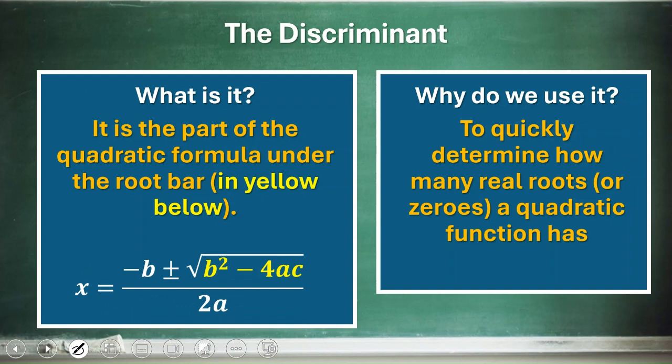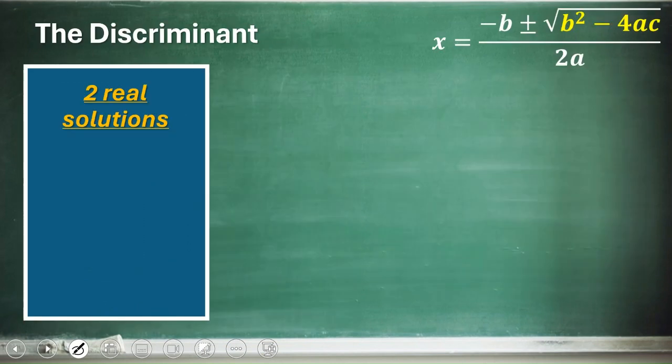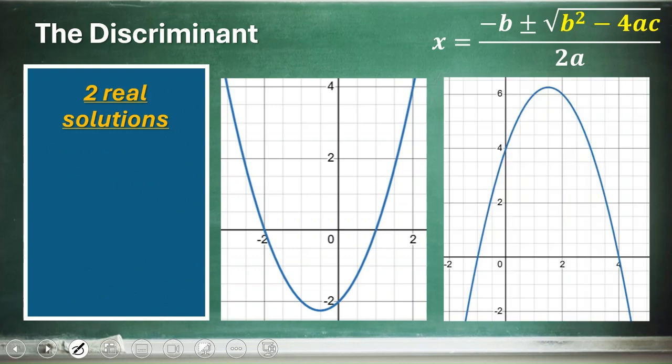Sometimes that's asked on the SAT, sometimes your math teacher might ask it, sometimes you might need it for a real world situation. So here are our options. We can have two real solutions. Here are graphs where we have two real solutions. You can see each graph passes through the x-axis twice. The left side is just your regular upward facing parabola, and the right graph is the reflected parabola.